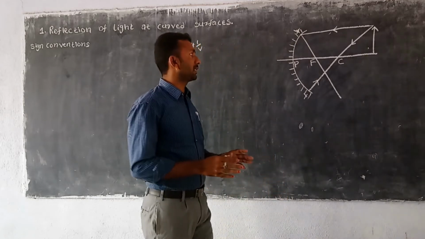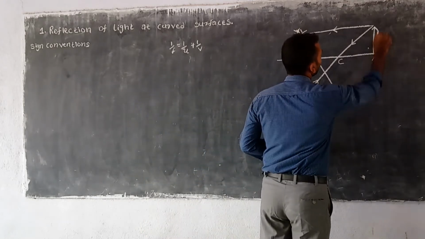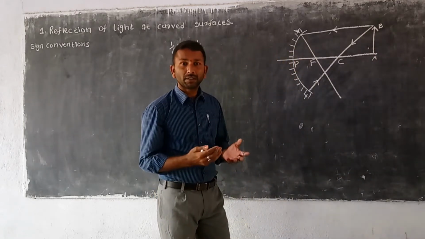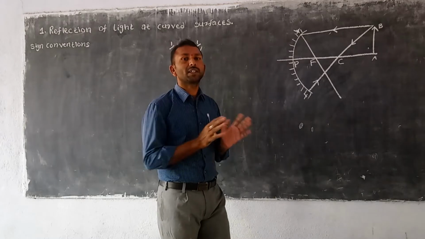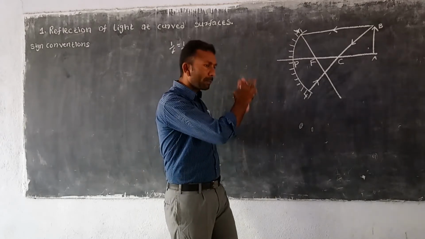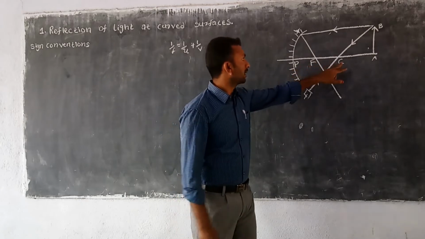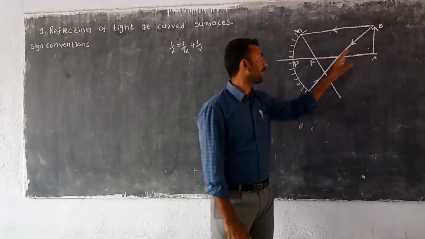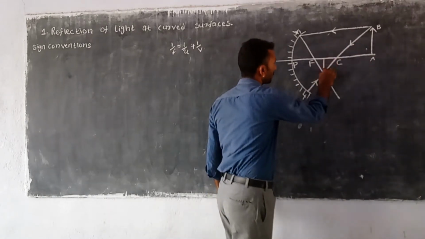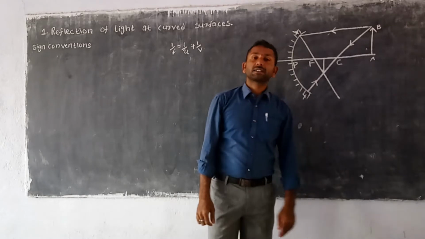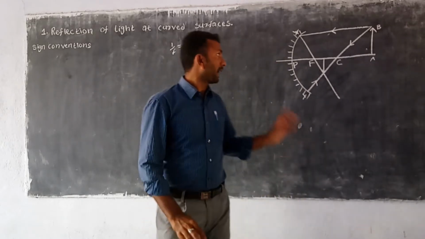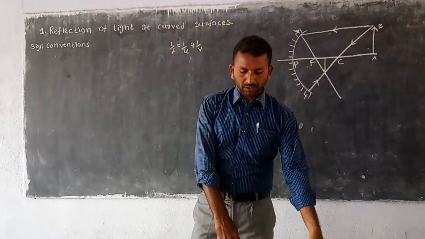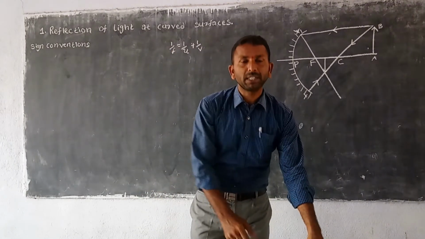And here, sign conventions. If the object AB is kept here, then how can you measure the object distance? Either it has to be taken as a positive value or a negative value. If you want to measure any measurement, say radius of curvature, focal length, object distance, object height, or image height, some sign conventions are there. What are the sign conventions? We shall learn today. First one, all the distances should be measured from the pole.